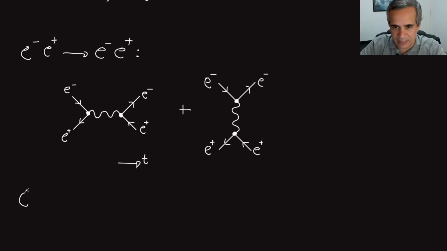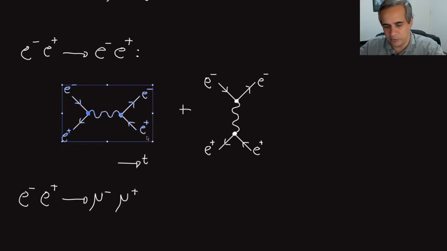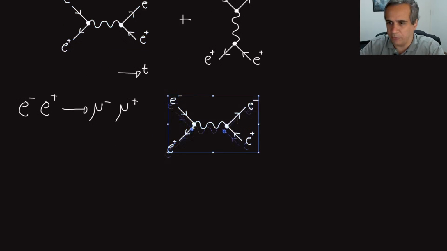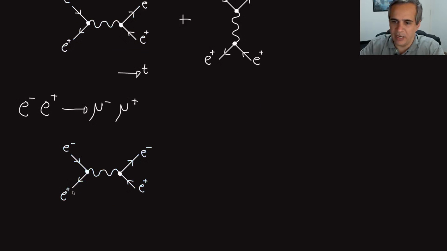In the case where I get e minus, e plus going into mu minus, mu plus, only this diagram contributes, because this I can do. I can think of an electron annihilating a positron. That vertex exists in nature, and then this photon decays into mu minus, mu plus, right?